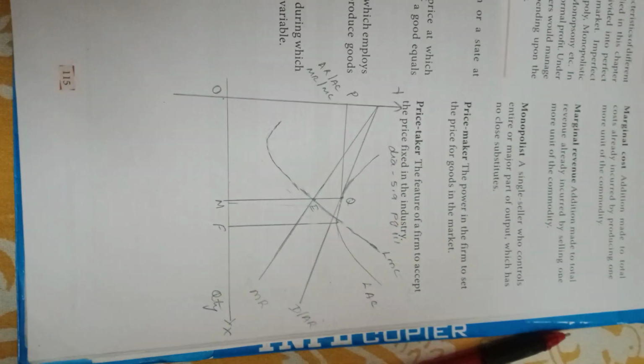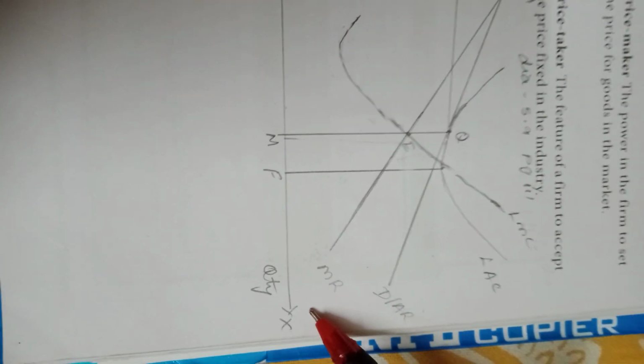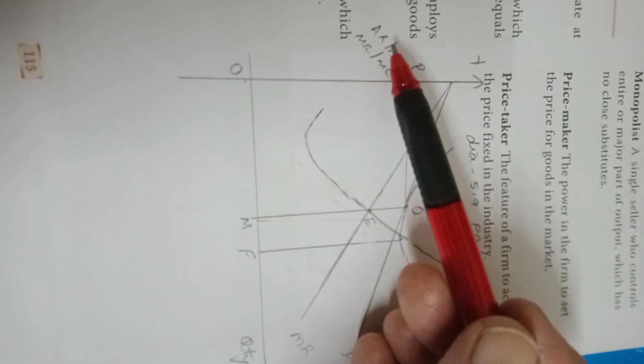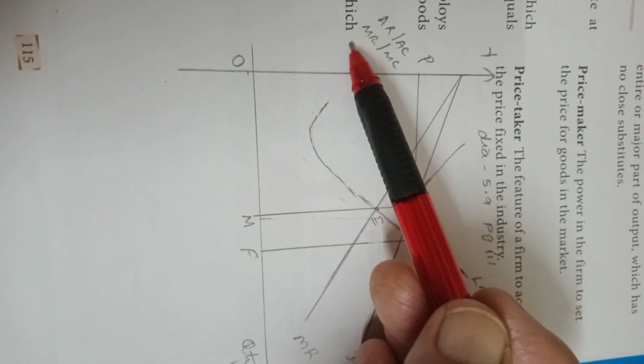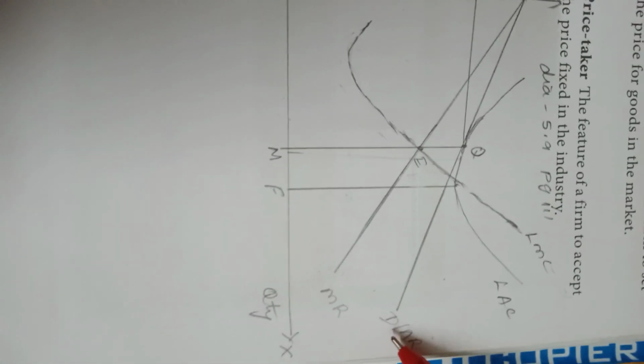In the textbook, the diagram is wrongly given. So I have just given you a diagram which I shall just draw neatly and post it in the group. As usual, you take in the x-axis quantity and in the y-axis you take average revenue, average cost, marginal revenue and marginal cost. Now draw the AR curve.